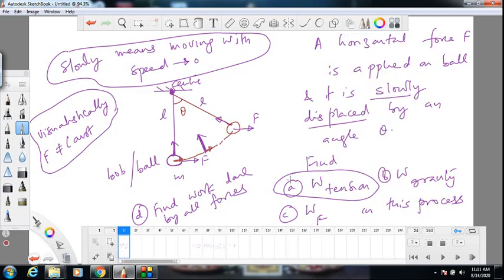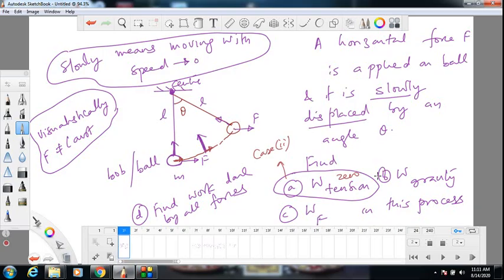So this falls under case 2. Work done by tension is 0 because this tension force is always perpendicular to the infinitesimal displacement. So this is over. So case A is over. Let us see case B, work done by gravity.